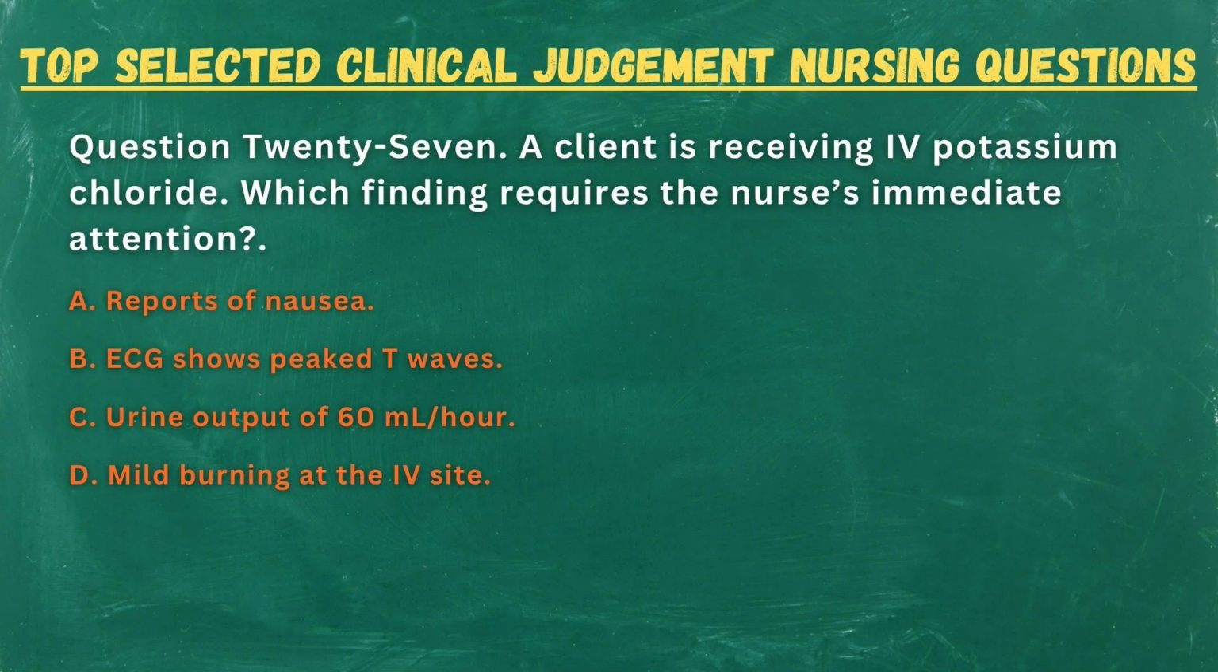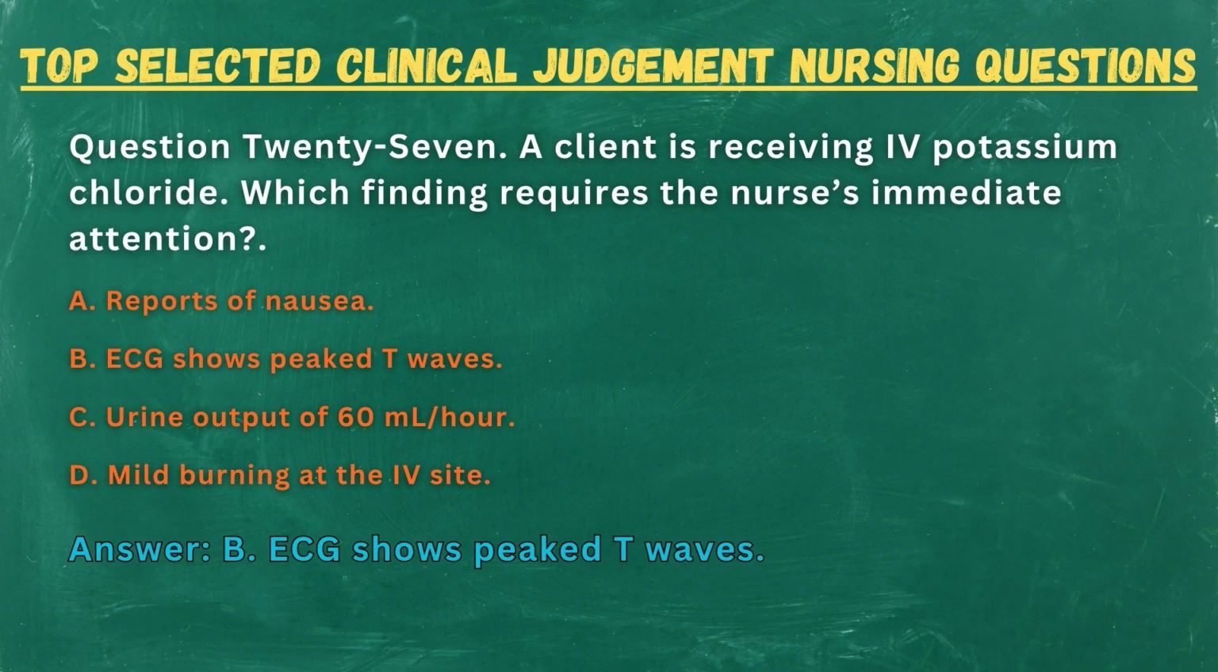Question 27. A client is receiving IV potassium chloride. Which finding requires the nurse's immediate attention? A. Reports of nausea. B. ECG shows peaked T waves. C. Urine output of 60 milliliters per hour. D. Mild burning at the IV site.